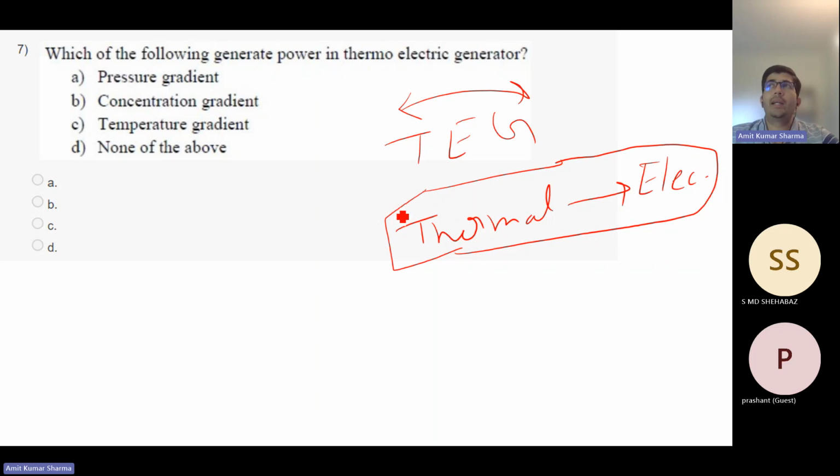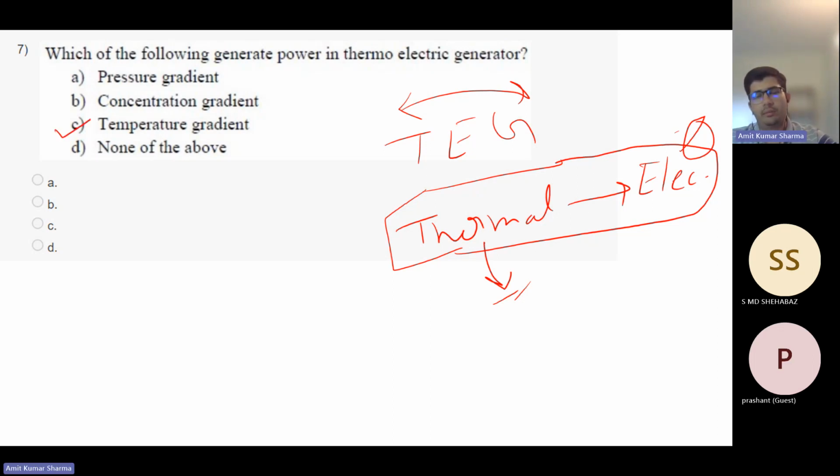So we are eliminating the mechanical part. That is the main concept here for TEG, thermoelectric generator. Here we are using thermal energy, like heat, to directly convert into electricity. There is no mechanical part. Now I think you can rethink your answer. Your answer is correct. It's temperature gradient only.